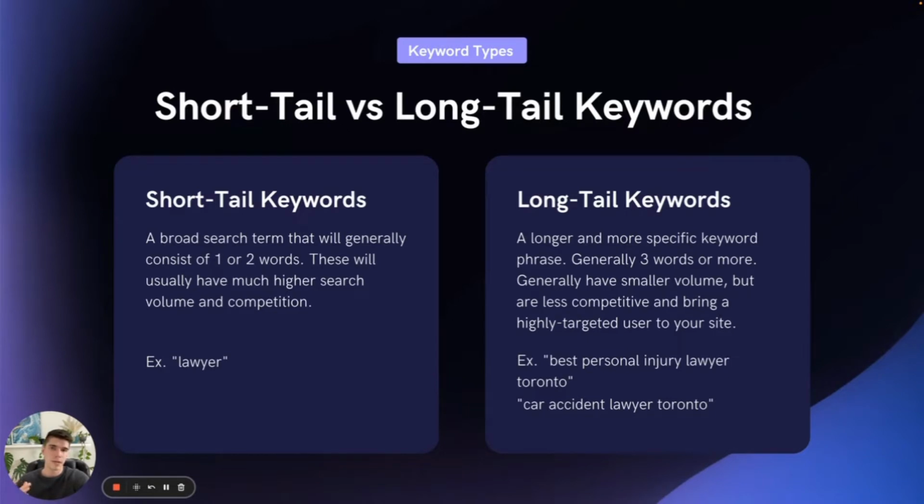So imagine you are a lawyer in Toronto. You wouldn't want to rank for just lawyer. It wouldn't really do any good. But for example, best personal injury lawyer in Toronto or car accident lawyer Toronto, right? You can see where that's more long tail. It's more specific to not only your service area, but also the type of law you practice.